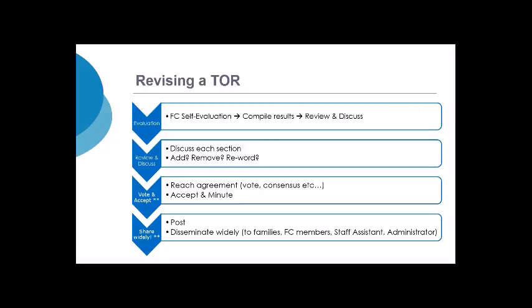Then you're going to review and discuss your terms of reference. Here you can go section by section. Does the membership statement still work for us? Yes, no, maybe. Do we need to reword? No. When you get to what you want, check it off, move on to the next section. Here you're going to reach agreement again and accept and minute it. So it's the same as when you're developing it the first time around.